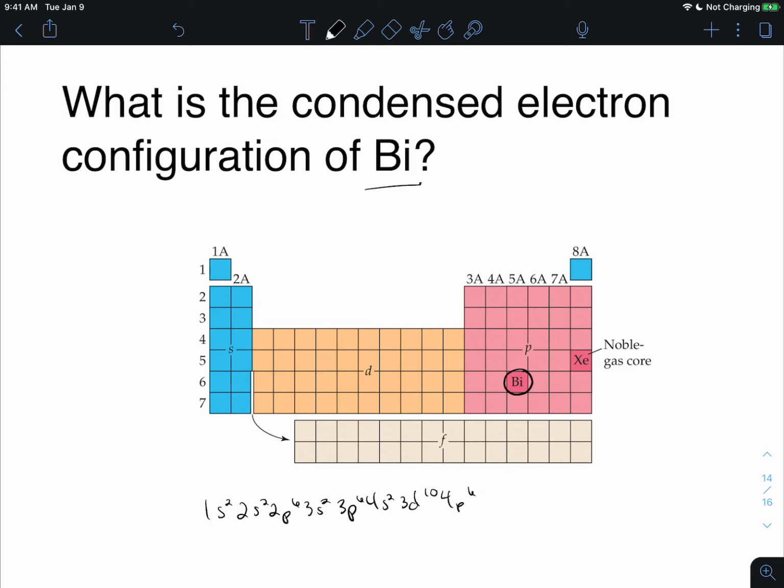4p6, 5s2, 4d10, 5p6, 6s2, 4f14, 5d10, and then we get to our p block, and we have 1, 2, 3, so 6p3.